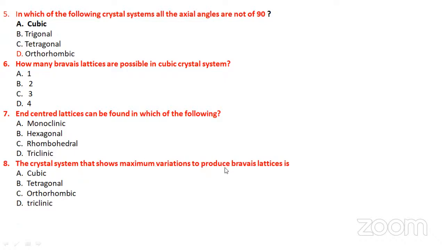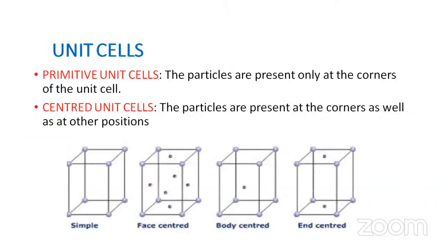Coming to the next question: the crystal system that shows maximum variations to produce Bravais lattices. So you know cubic has three possible variations. Tetragonal has 2 possible variations. Orthorhombic has the maximum, that is 4 possible variations. That is, simple, end-centered, body-centered, and face-centered. And triclinic has only 1 possible variation.